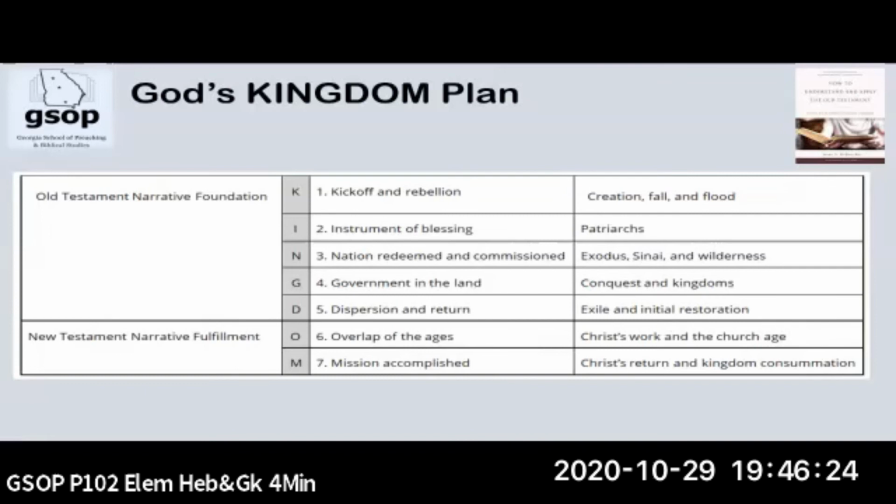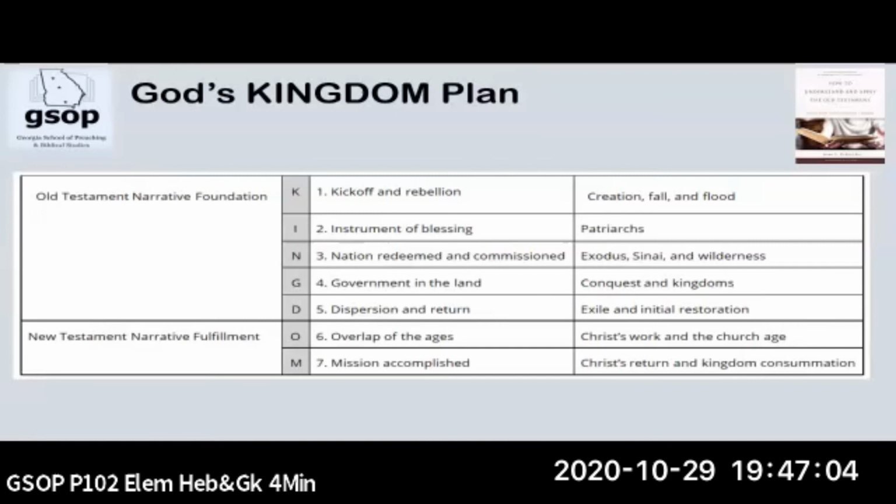And then the D for dispersion and return under the Old Testament narrative, the exile, and then the restoration. And in the New Testament narrative fulfillment, he talks about the overlap of ages, Christ's work and the kingdom. Well, he says Christ's work in the church age. I take exception to the implication associated with church age, as denominational thinking would separate that from the kingdom. And of course, we understand in Matthew 16, verses 18 and 19, the kingdom and the church are parallel.